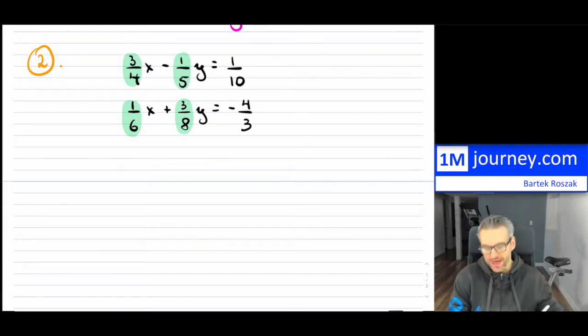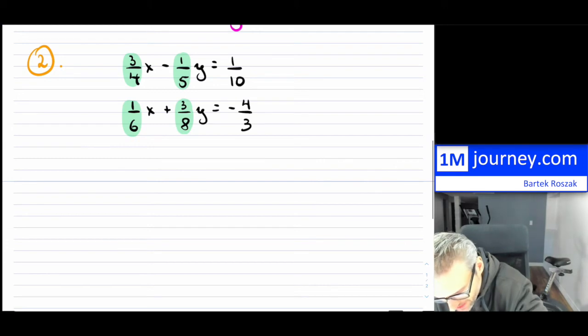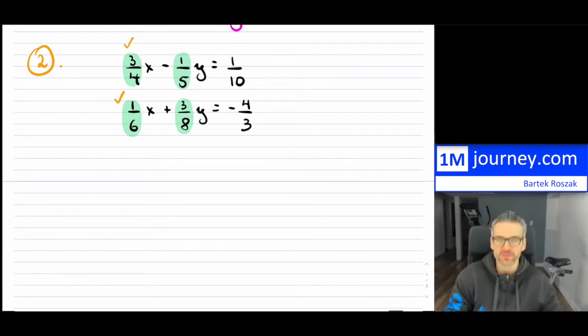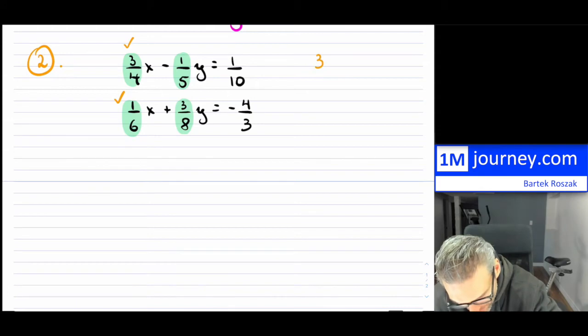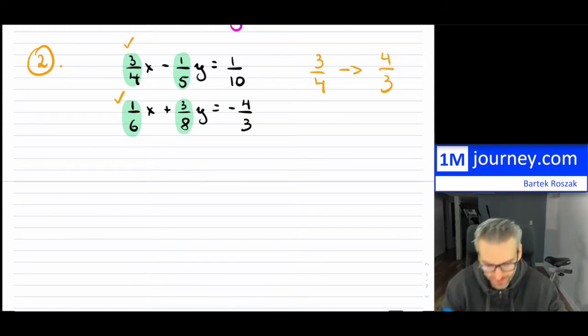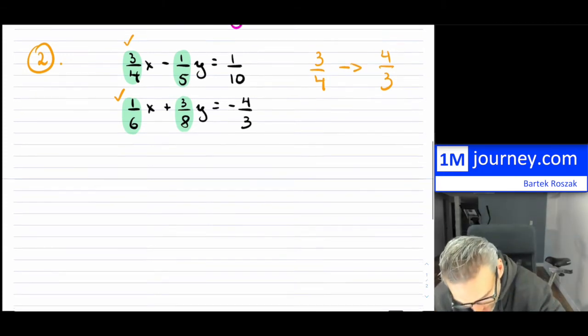In order to do that, these two coefficients have to be the same. So this one and this one, they have to be the same. But they're fractions, right? So how do you make them the same? One of the easier ways to do it is, in fractions, you may remember reciprocals. So for example, if I have 3 over 4, the reciprocal of this is 4 over 3. And the reciprocal of 1 over 6 is 6 over 1.